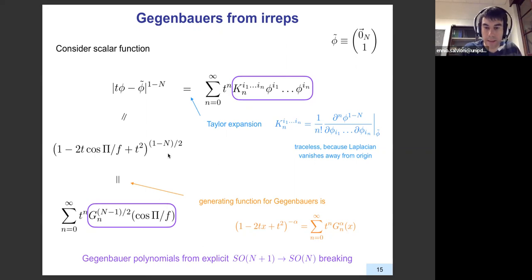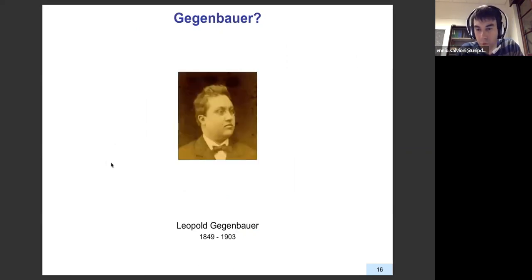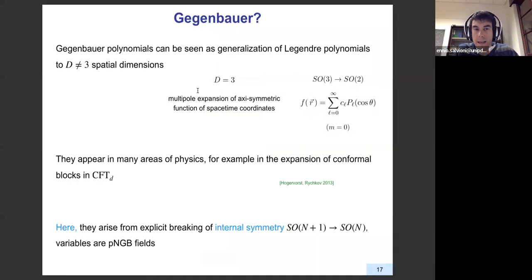So this is the bottom line. From an explicit breaking of SO(N+1) to SO(N), we get Gegenbauer polynomials. I'll stop for a minute to say a few words about this. So what are Gegenbauer polynomials? Some of you will be very familiar with them, perhaps not everyone. They carry the name of Leopold Gegenbauer, and they really can be seen as the generalization of Legendre polynomials to space dimensions different from 3.